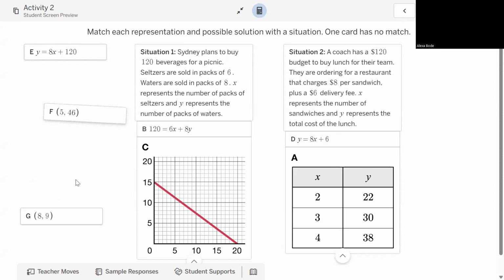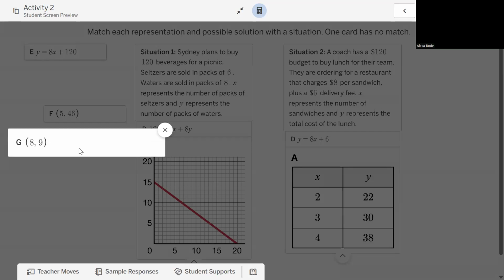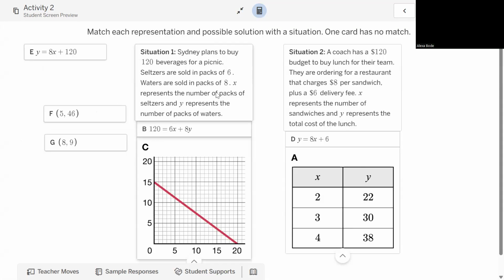I want you guys to try to figure out F and G on your own. So think about 5 being X, 46 being Y. Does it make sense for you to have 5 packs of waters and 46 packs of seltzers? Sorry, other way around. X is seltzers. 5 packs of seltzers and 46 packs of waters? Or with the 8 and the 9, does it make sense for there to be 8 packs of seltzers and 9 packs of waters? So use these 2 points to figure out which one goes to situation 1 and which one goes to situation 2.